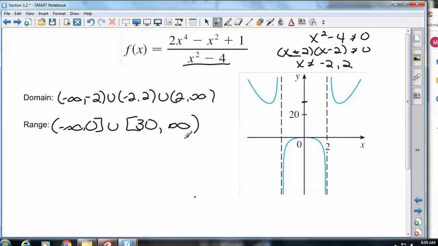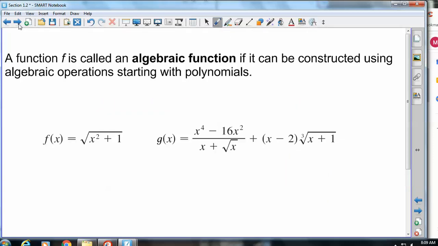If it's not either one of those, what's your domain going to be? Negative infinity to positive infinity. Okay. Any questions on that? So then we have what are called algebraic functions.